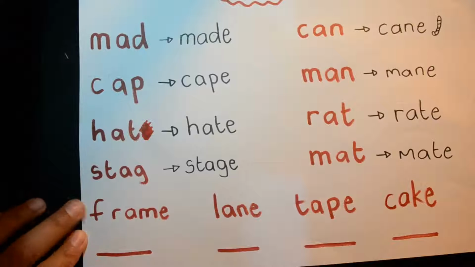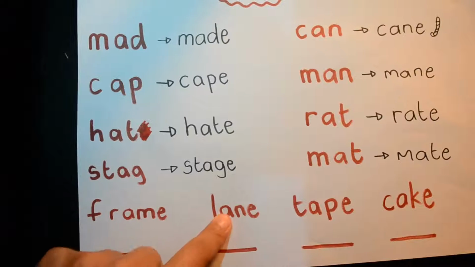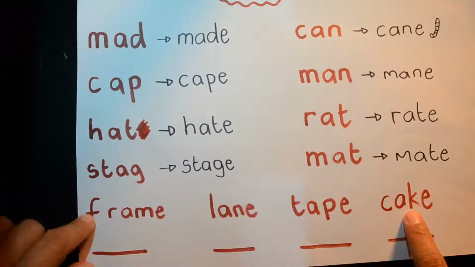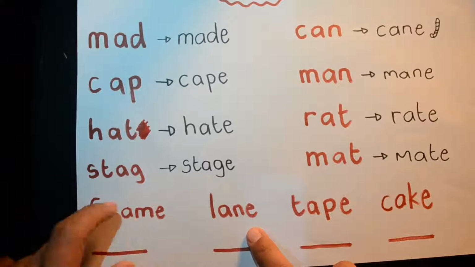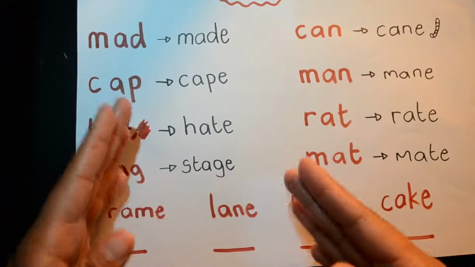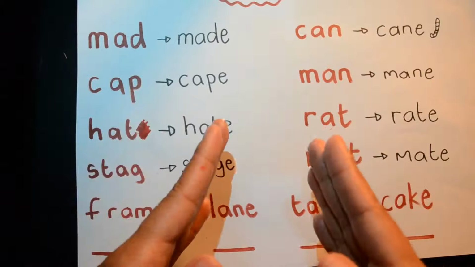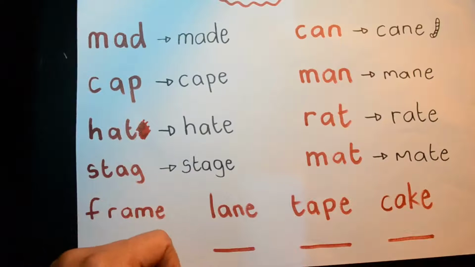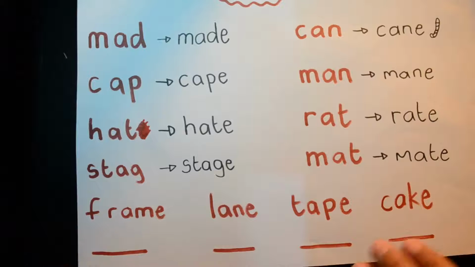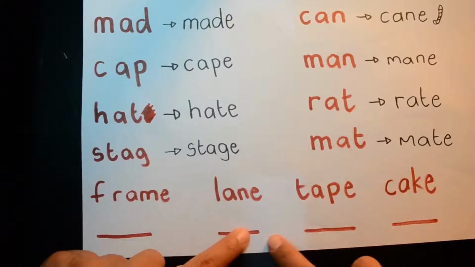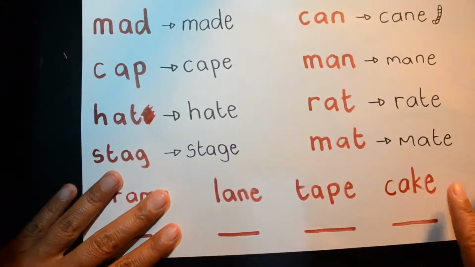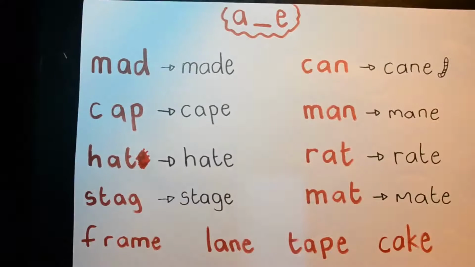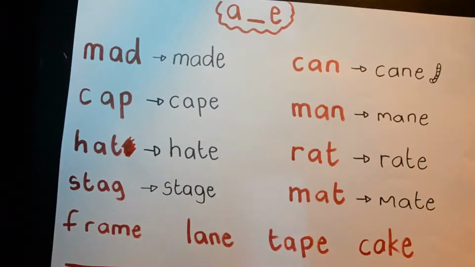And then we have frame, lane, tape, and cake. Okay, so these ones are frame, lane. A frame is where you put the picture. Lane is like a road, or a passage, a small passage. And tape is the normal sellotape, you can think about it like that. And cake. Okay, and I've put 4 lines here so that you can please put your own A and silent E words for the A. And yeah, put some pictures if you can, just to help you remember the word.